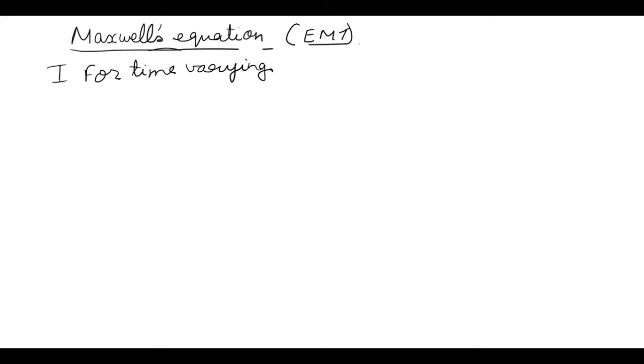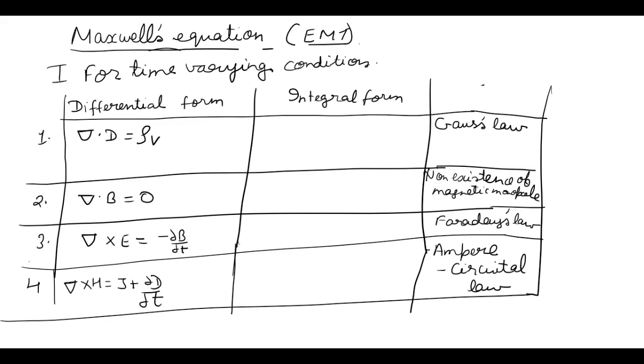In this, both electric and magnetic field are time varying. So these are the four Maxwell equations for the time varying condition. First is the Gauss law, which shows the relation between the charge density, volume charge density, and the flux density. So in differential form, it is written as this.